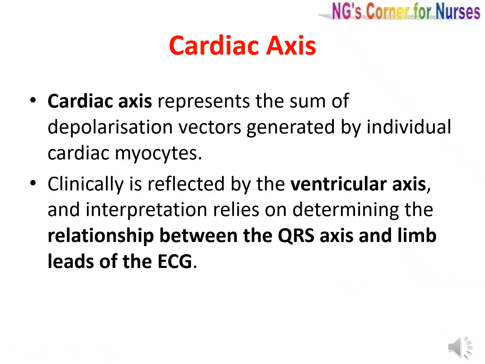Cardiac axis represents the sum of depolarization vectors generated by individual cardiac myocytes. Clinically, it is reflected by the ventricular axis. An interpretation relies on determining the relationship between the QRS axis and the limb leads of the ECG.